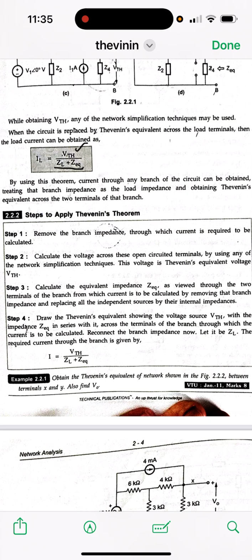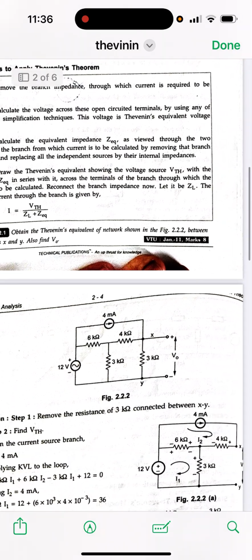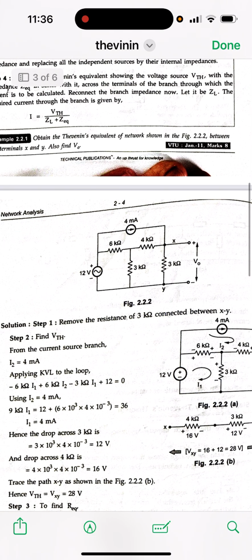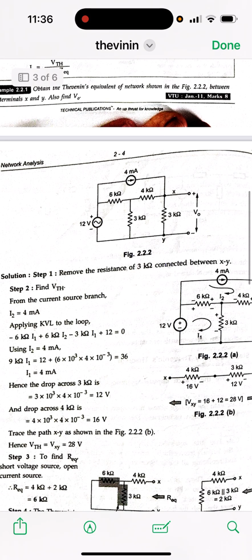Okay, so what are the steps to apply in Thevenin's theorem? Remove the branch impedance through which the current is required to be calculated. Then we have to calculate the voltage across the open-circuited terminals. You can use any simplification technique for that, to find VTH. Only once we do the problem will you get a proper idea. So let me take this problem first. They are asking to obtain the Thevenin's equivalent of the network shown.